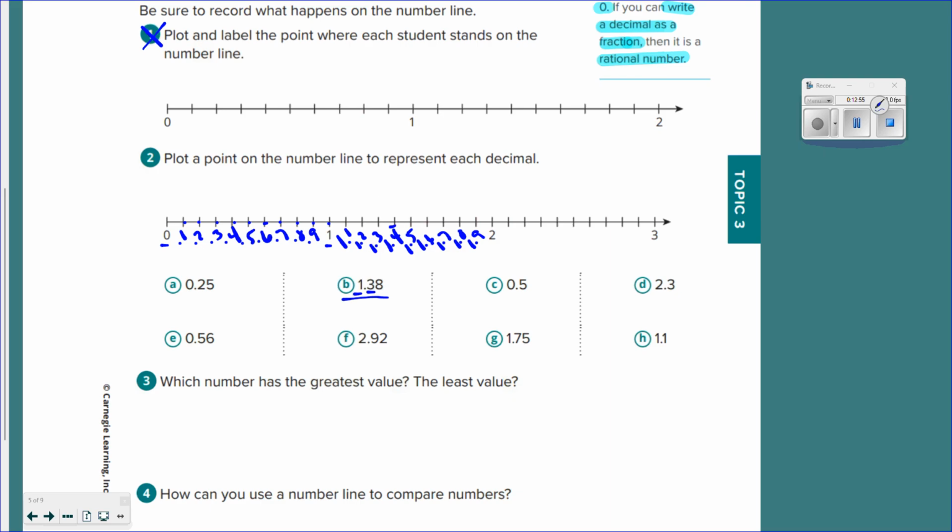Now, when we do this, on the bottom side of our number line, we put the numbers. On the top line, I put what I am putting at that point. So in this case, I put a letter B above it. Does that make sense? That is how you plot a point on a number line.